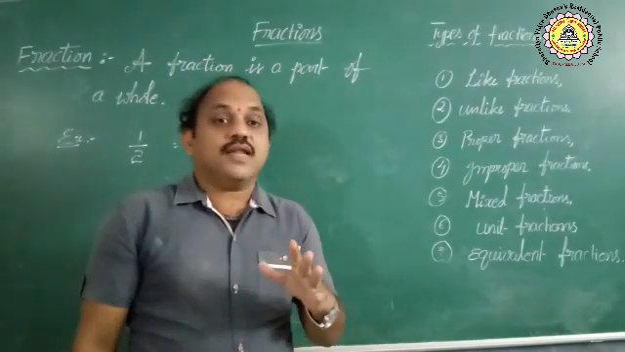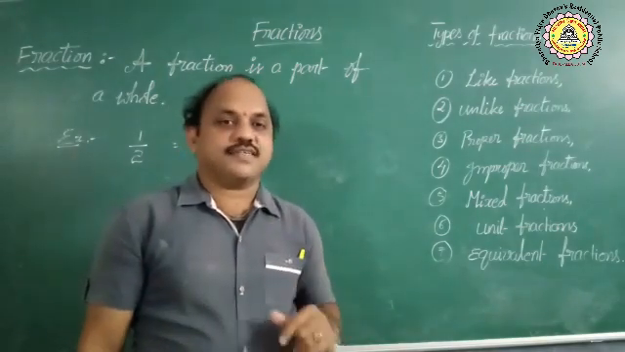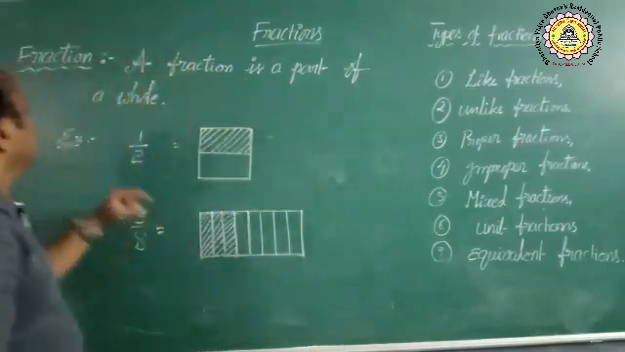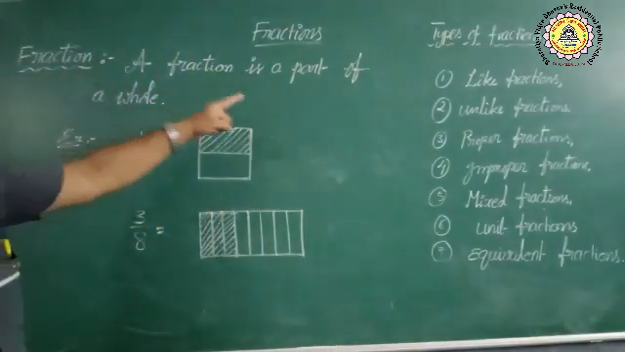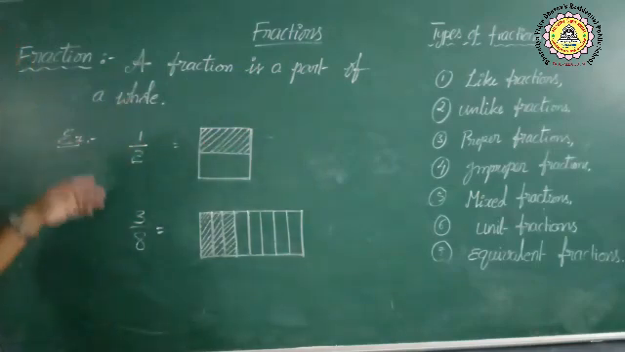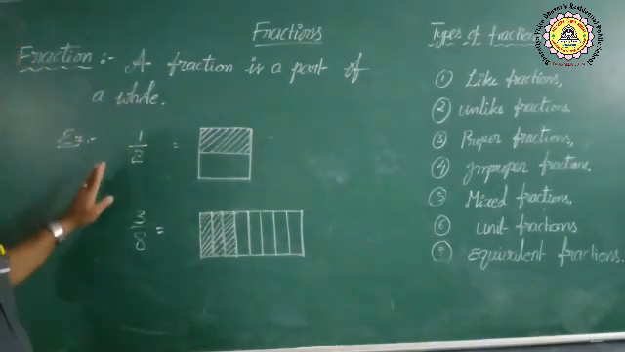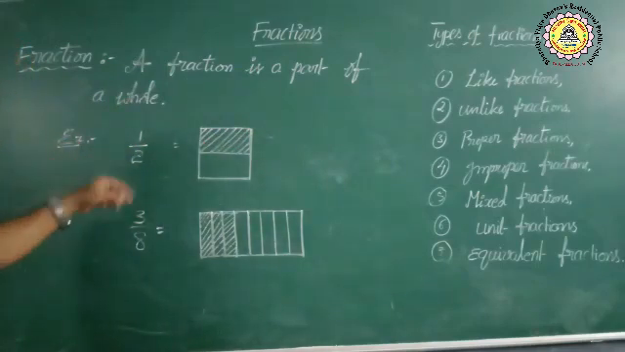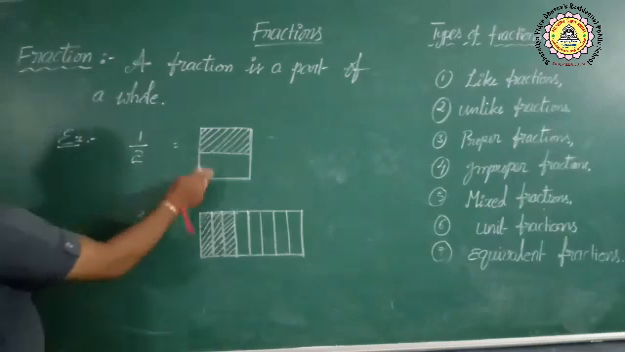So now let us define what a fraction is. A fraction is a part of a whole. A fraction is a part of a whole. See, for example, 1 by 2 and 3 by 8. 1 by 2, in figurative form we can show like this.